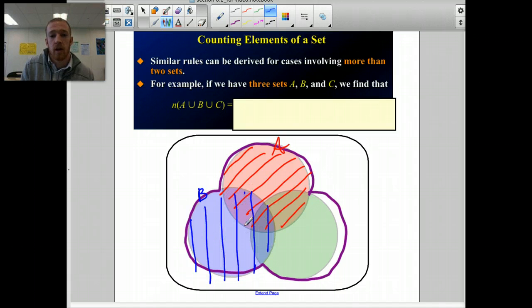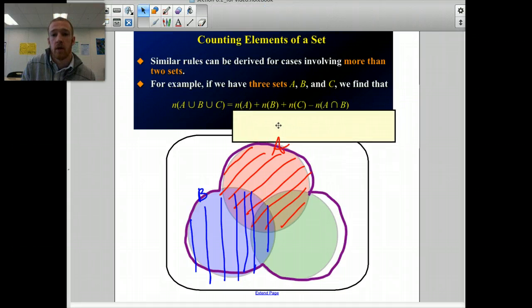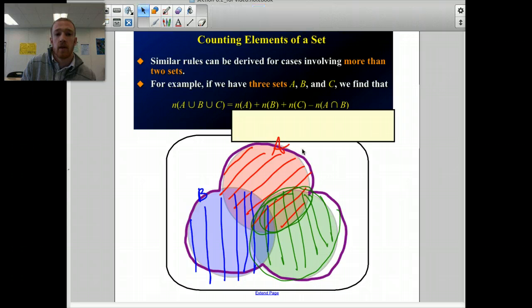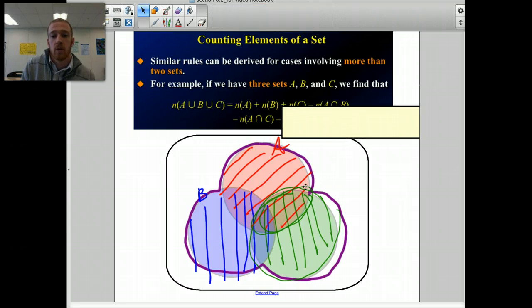But look, now we've counted the intersection of A and B twice, because we counted it when we counted the red, but we counted again when we did the blue. All right, so we have to add up the number of things in A plus the number of things in B plus the number of things in C, but we have to subtract the intersection of A and B because we counted it twice. And then when I look at the number of things in C, now I've counted this region twice, which is the intersection of A and C. So I have to then subtract the intersection of A and C as well.